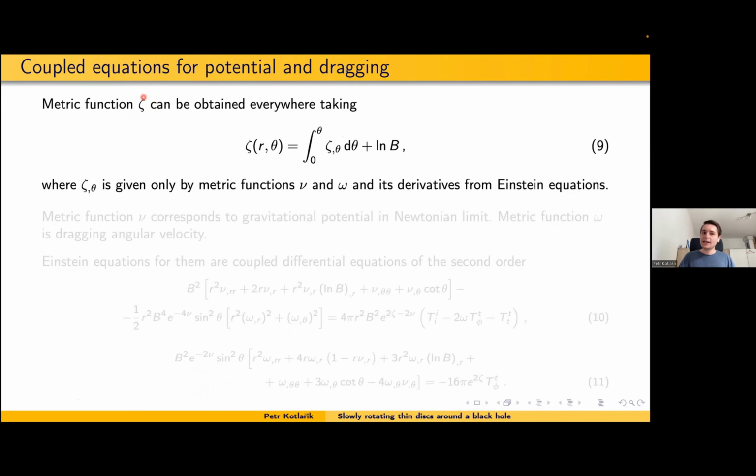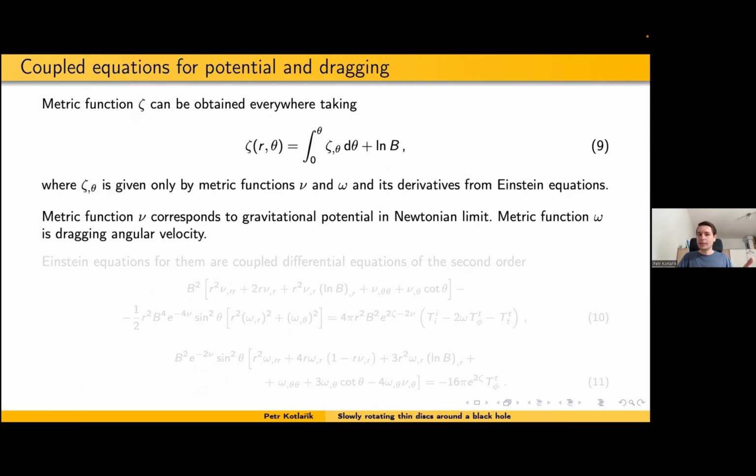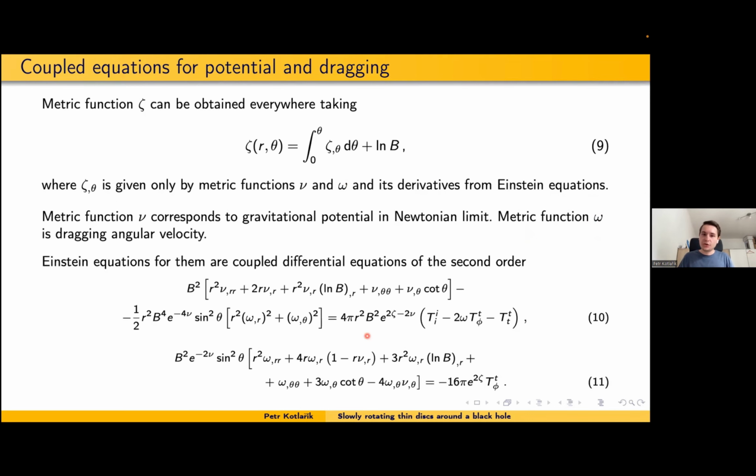Great, the other metric function zeta can be obtained by this simple integration, where the derivative of zeta depends through the Einstein equations only on nu and omega. And nu and omega have a clear physical interpretation. Nu is the Newtonian analog of the gravitational potential. Meanwhile, the omega function corresponds to a dragging angular velocity. And the Einstein equations for these two metric functions look like this.